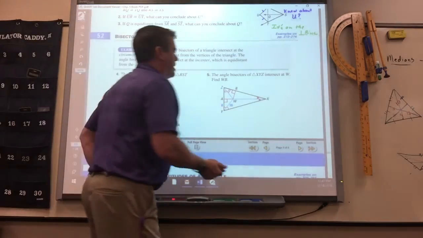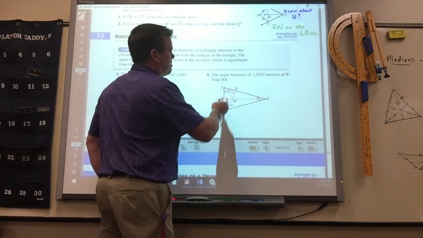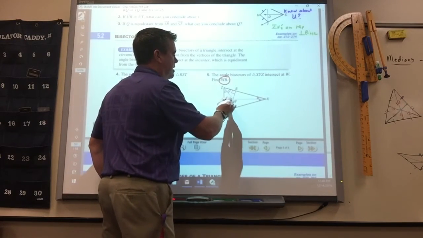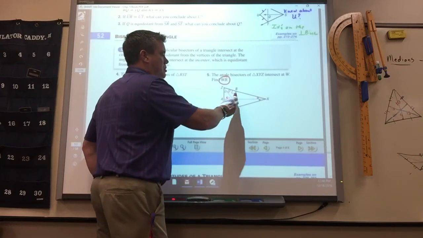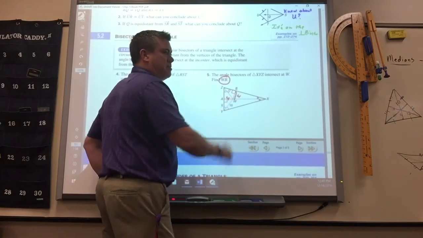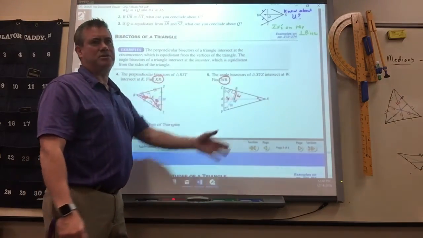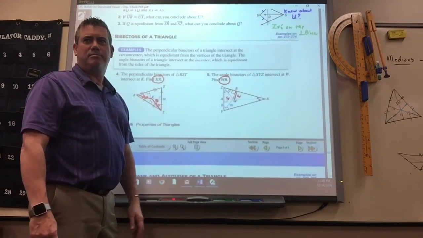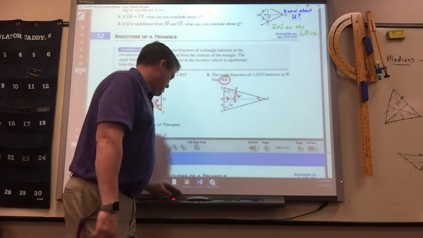Same thing on the angle bisectors. They want us to find WB. They'll say that's 4. So WB is the same, that's 4, because angle bisectors are the same distance away. Okay? So those are that easy.